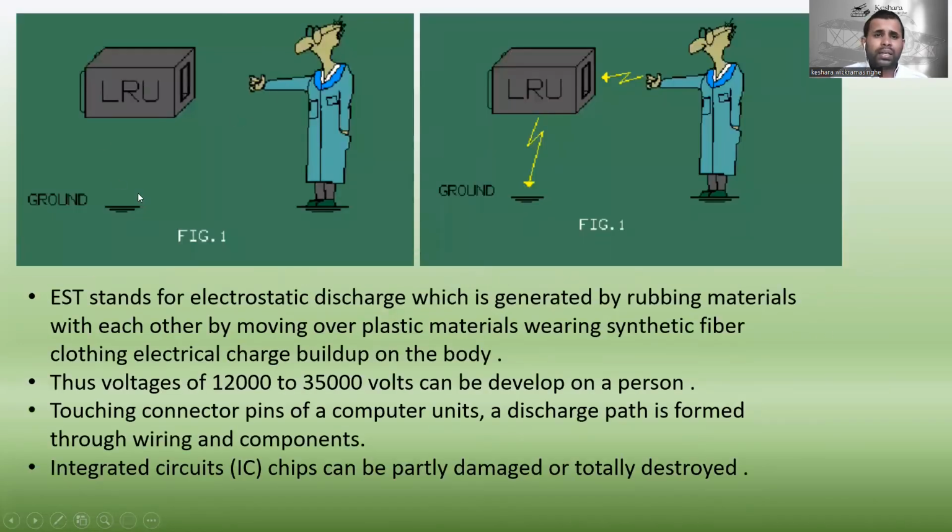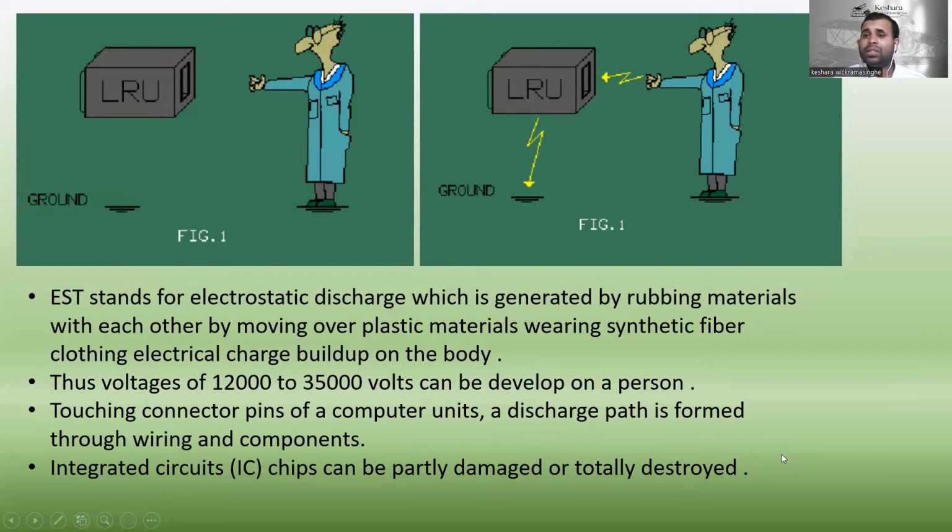problems, right? Okay, you can see here, this man from the electrostatics is going to the line replacement unit and to the ground. So ESD stands for electrostatic discharge, which is generated by rubbing materials with each other, by moving over plastic material, wearing synthetic fiber clothing. Electrical charge builds up on the body, right? So voltages of 12,000 to 35,000 volts can be developed on a person. So touching connector pins of a computer unit, a discharge path is formed through wiring and components. Integrated circuit, IC chips can be partly damaged or totally destroyed.